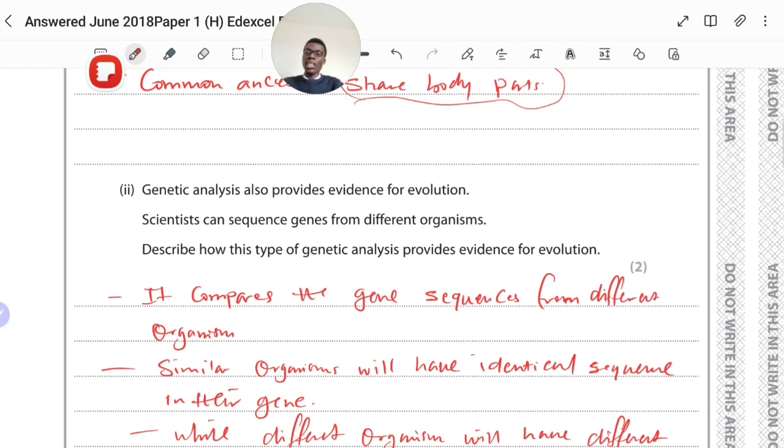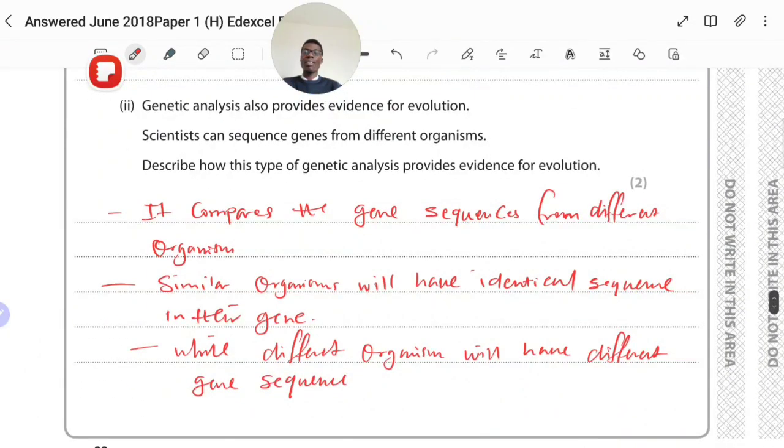All right. So it compares genetics from different organisms, so you can tell this one's from this one, that one's from that. Similar organisms will have identical sequences in their genes, like I told you here. They know that woman was from the Caribbean because the genetic mapping matches what was already in the database for Caribbeans. While different organisms will have different genetic sequences, it's that simple. That's what paleontologists use to know that these organisms were from this, because nobody was there when the organisms were there. But from genetic sequencing of different organisms, you can tell this bone resembles this bone, so that's how you can link them all together. All right.